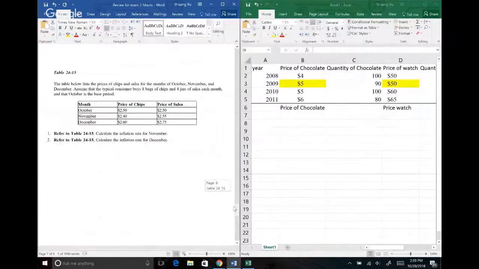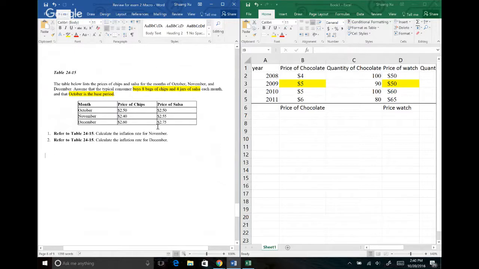All right. So this is chapter 24. So there's a price index. The table below shows the price of chips and salsa for the months of October, November, and December. Assume the typical consumer buys 8 bags of chips. So it's important information here. 8 bags of chips and 4 jars of salsa each month. And October is our base year. So calculate the inflation rate for November and calculate the inflation rate for December.